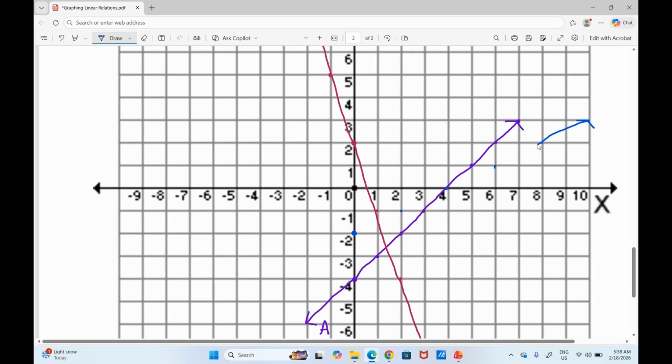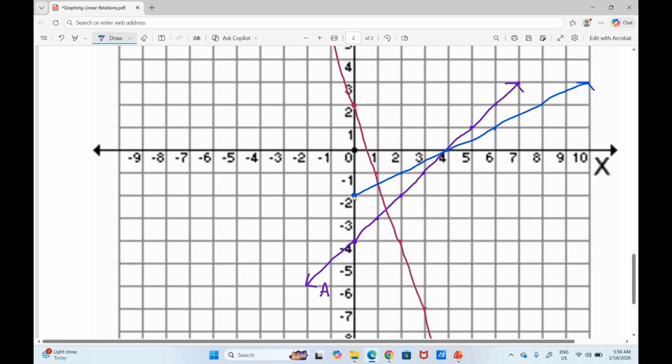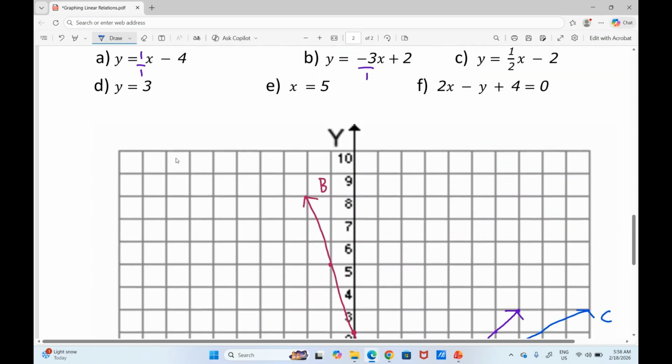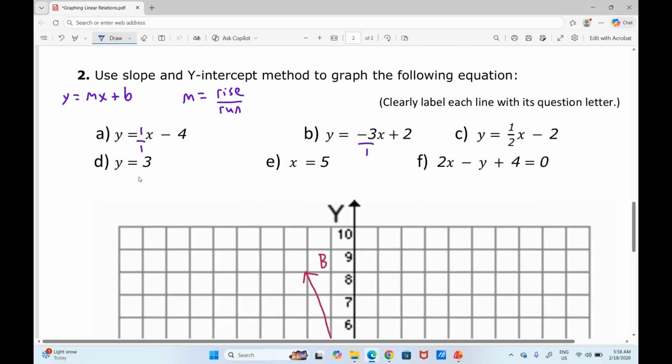I'm going to try my best to connect these lines together. And let's go back now. Okay, that should be good. And we'll call this one C. Great, let's move on to D, y equals 3.